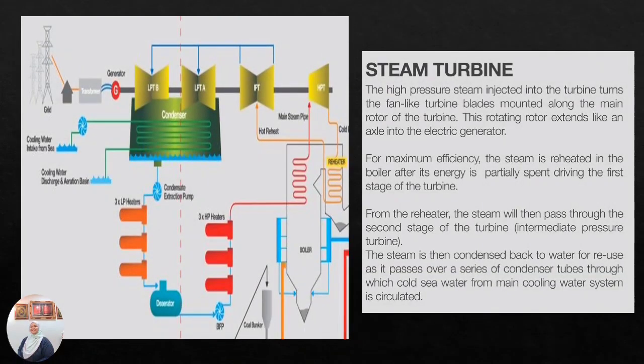Next is the steam turbine. The high-pressure steam injected into the turbine turns the fan-like turbine blades mounted along the main rotor of the turbine. This rotating rotor extends like an axle into the electric generator.